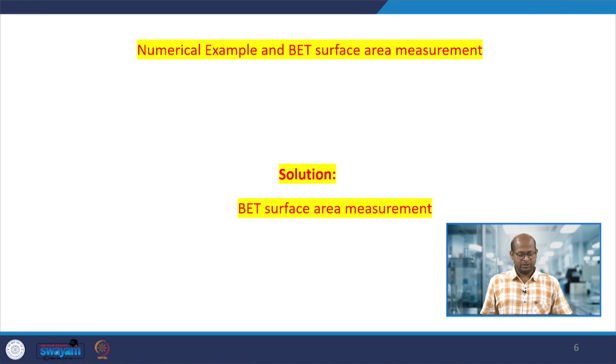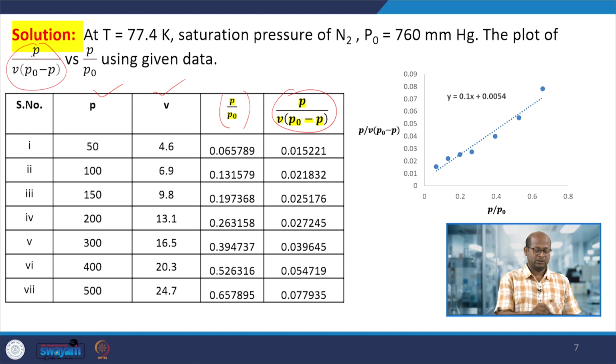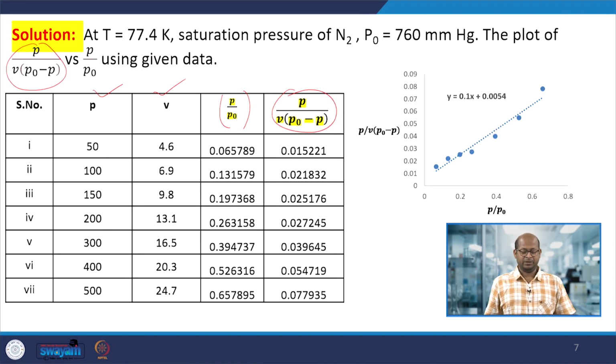that material. So, in this case, first what we have to do is, this data we have. After that, we have to convert that data into P by P naught and then these components. In the BET equation you see these components, and you have to find them from this experimental data, and then you have to plot this versus this.